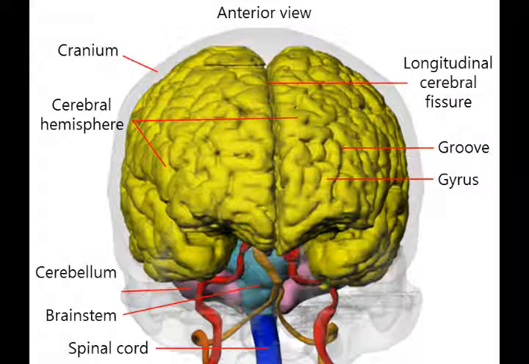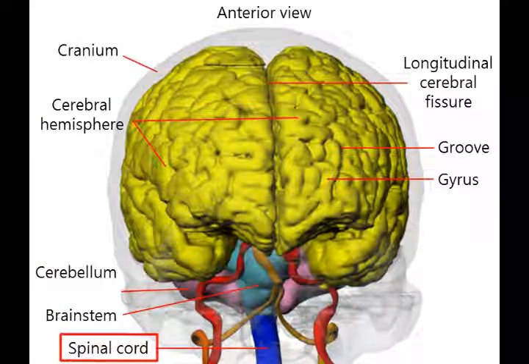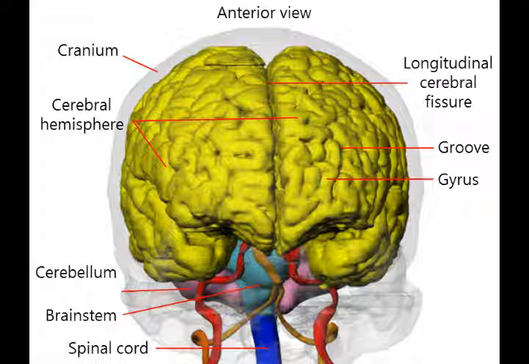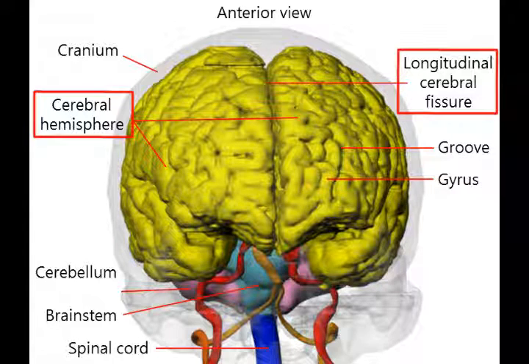The central nervous system consists of the brain inside the skull and the spinal cord inside the vertebral column. The brain divides into the cerebrum, cerebellum, and brainstem. The cerebrum consists of a pair of hemispheres, and the gap between the hemispheres is called the longitudinal cerebral fissure.